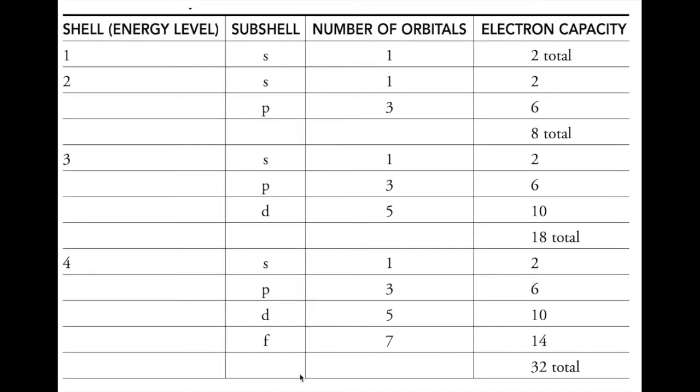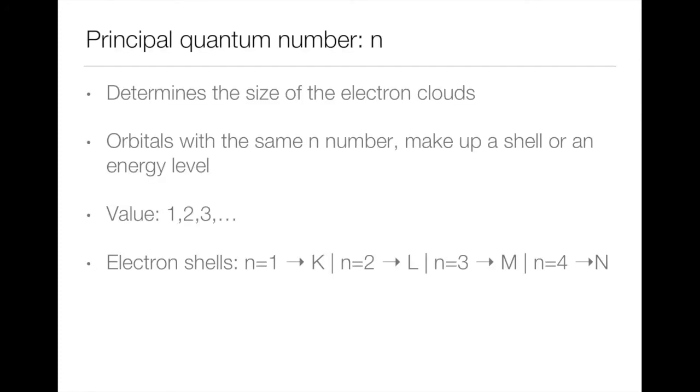We are going to understand this table, the cells, the subcells, the number of orbitals, and the electron capacity through quantum numbers. Let's see what those are. We have 4 of them. First of all, the n number, the principal quantum number. It determines the size of the electron cloud. Orbitals with the same n number make up a shell.